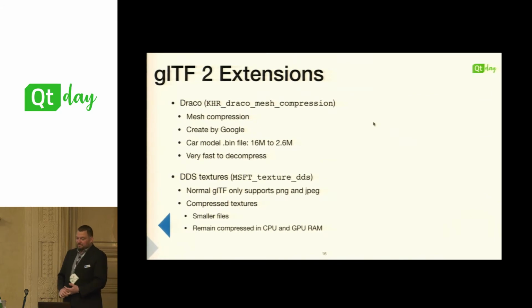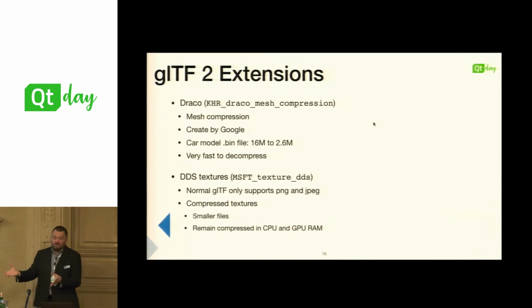Quasar supports a couple of popular extensions. One of them is called Draco. Draco is a mesh compression library designed by Google. So the idea is to compact, so meshes can be really dense and big data. The Draco mesh compression makes this more compact. It's not a lossless compression, so it actually does remove details from the mesh. But you can control how much you want to remove and so on.